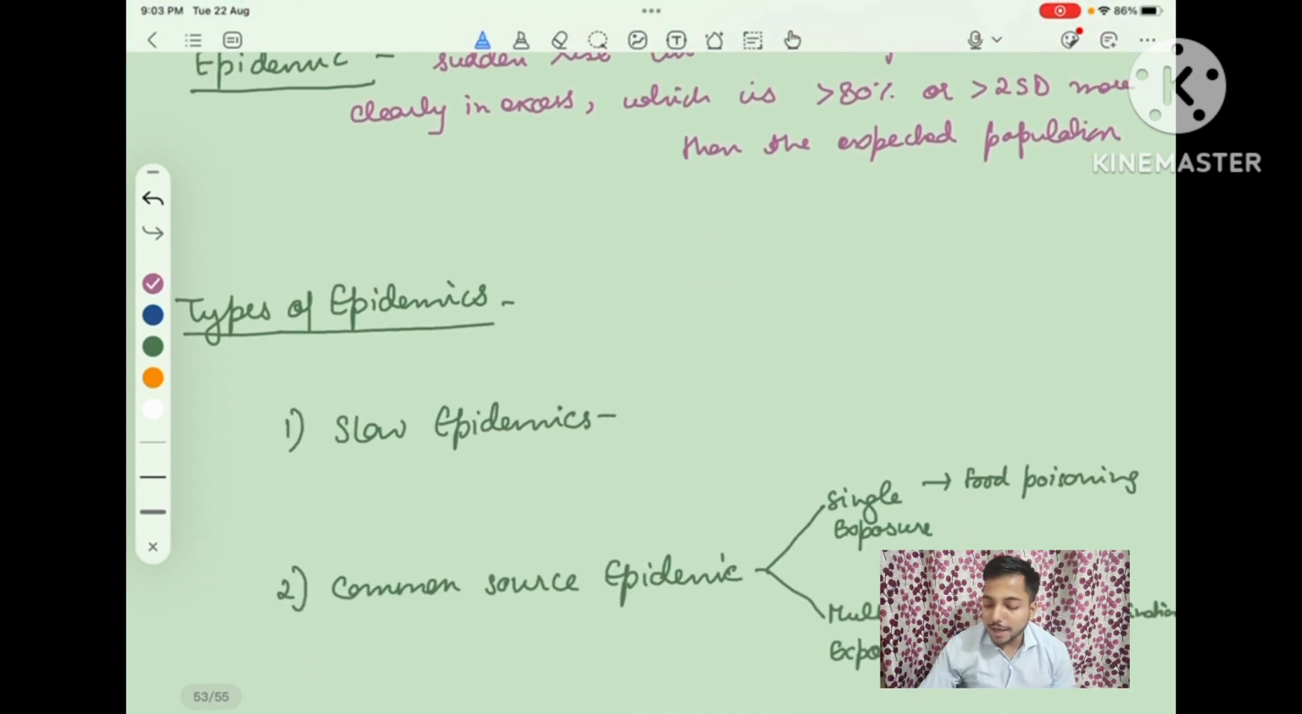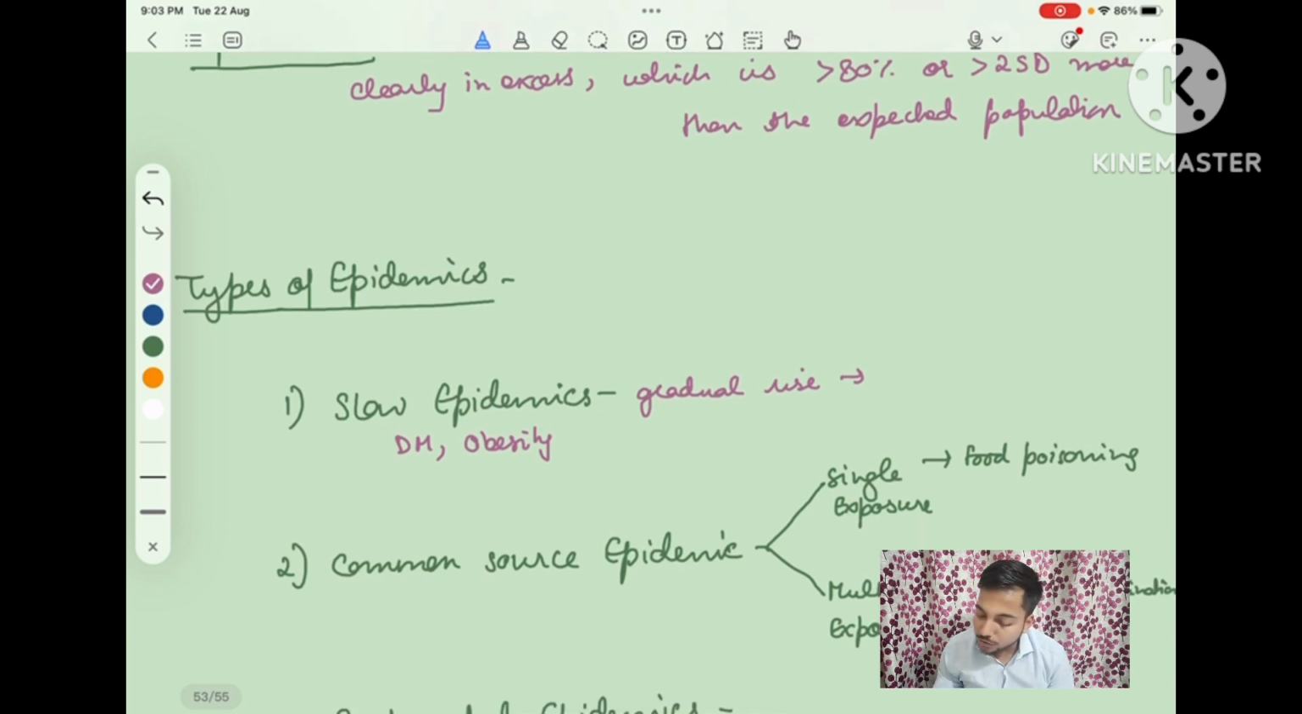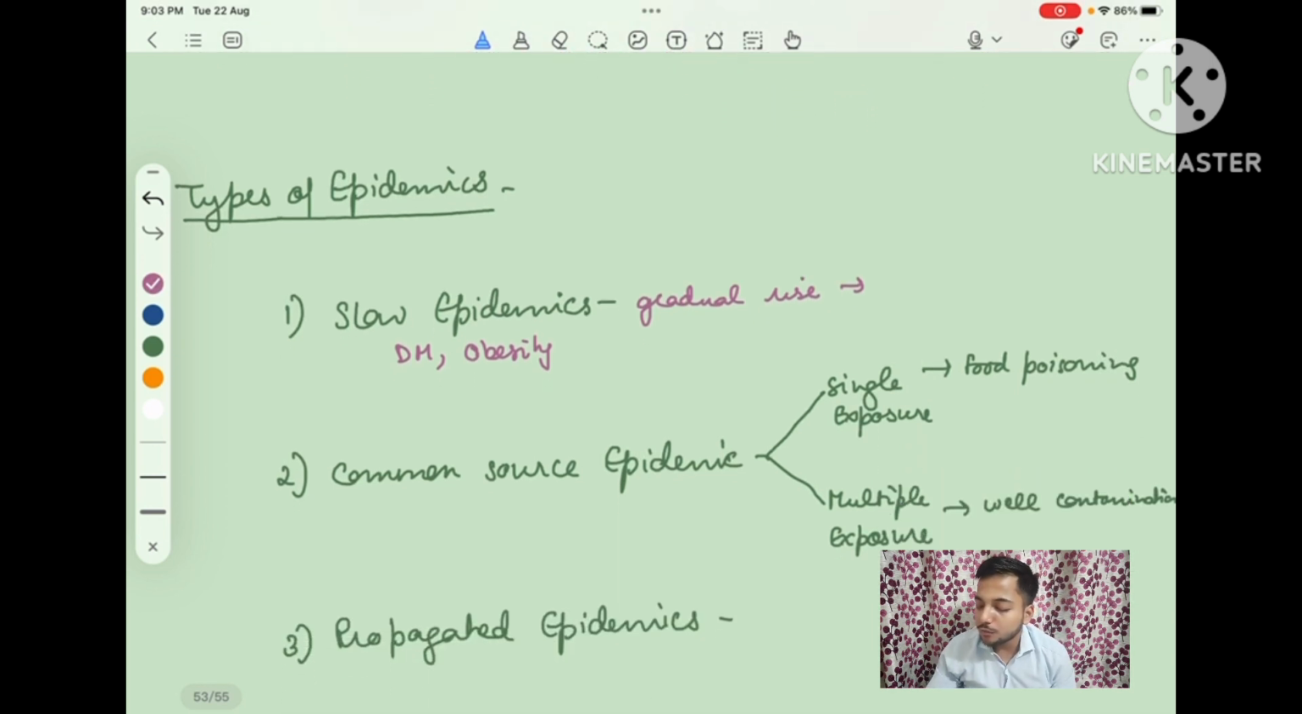Now the types of epidemics. Epidemics can be slow epidemics, where there is a gradual rise of disease, like diabetes mellitus, obesity, or mental health problems. Then we have common source epidemic, which can be of two types, single exposure and multiple exposure. A good example for single exposure is food poisoning.